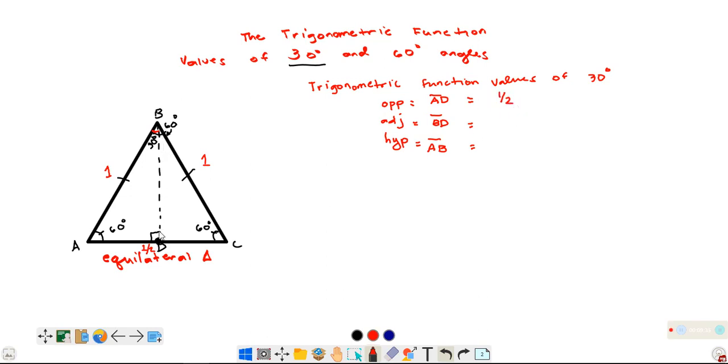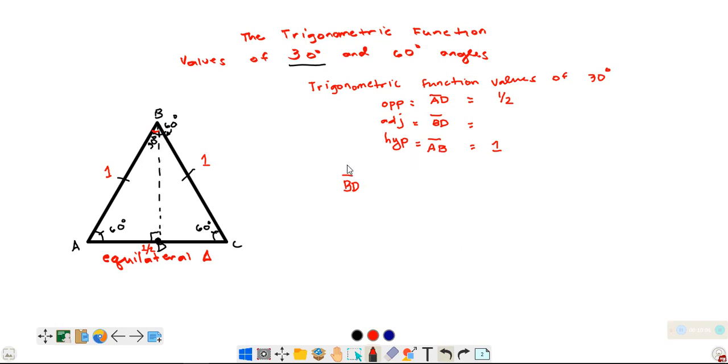If the adjacent is BD, so hindi pa natin siya alam, mamaya natin siya hanapin. So, ang hypotenuse niya is AB, then it is equal to 1. Ngayon, hanapin natin yung measurement ni BD. So, BD is a side in a right triangle. We can make use of the Pythagorean theorem in finding the measurement of BD.